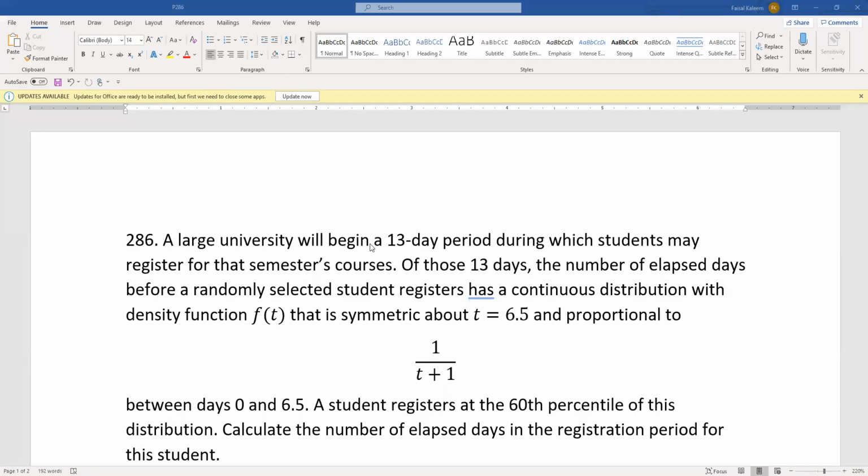A university will begin a 13-day period during which students may register for the semester. Of the 13 days, the number of elapsed days before a randomly selected student registers has a continuous distribution with density function f(t) that is symmetric about t equal to 6.5 and proportional to 1 over t plus 1 between days 0 and 6.5.